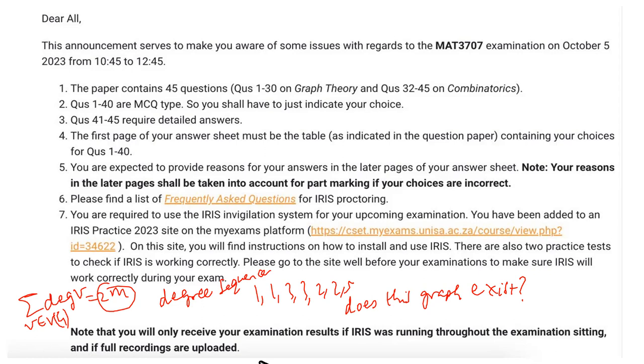Tomorrow we can share screens, right? Something like that. Because if the iris recording is not sent to UNISA, then the results will not be released, even if it's a distinction, because there will not be any iris recording. So it's very important. They're saying, note that you'll only receive your examination results if iris was running throughout the examination setting and if full recordings are uploaded. You need the recordings to be uploaded.